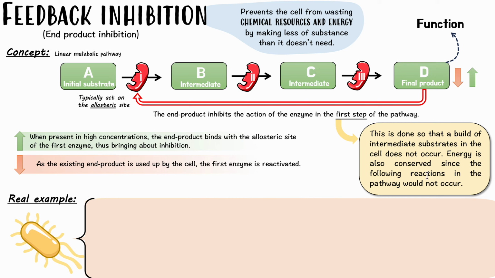So this can conserve energy since the following reactions will not happen for no reason. So it's very important to know that feedback inhibition typically involves the final product inhibiting one of the very early enzymes, typically the first step in the pathway, to save energy. That's important to understand. Okay, let's look at a real life example real quick, guys.